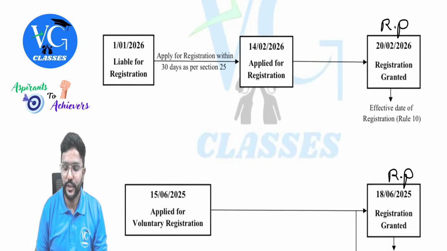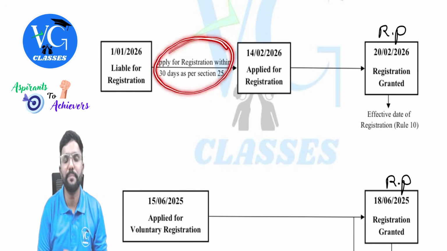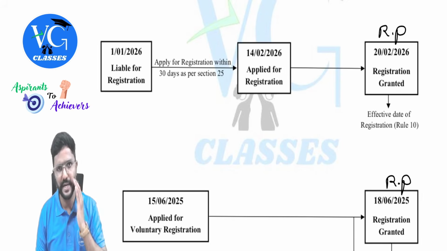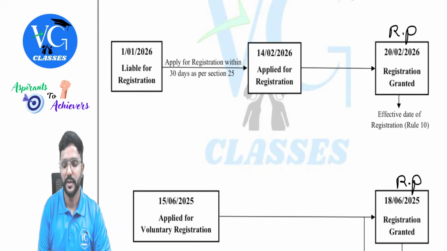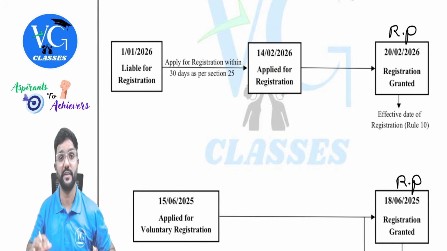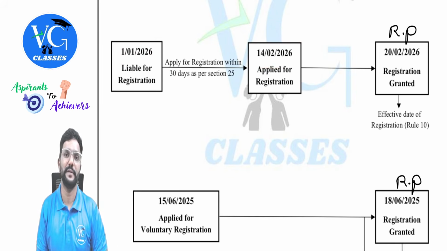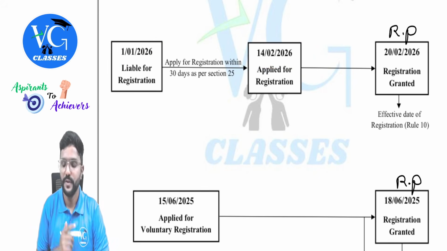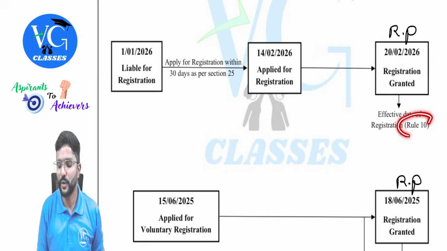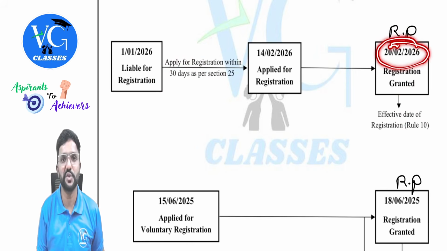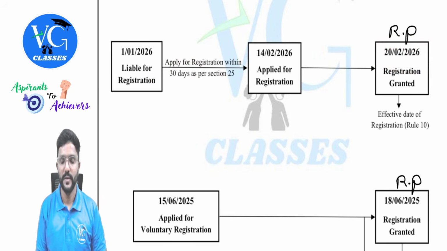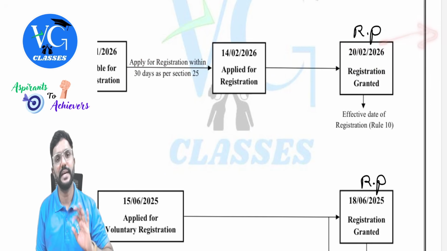Next. You might get a doubt, sir, what if registration is not applied within 30 days? Still registration will be granted. Assume I was liable on 1st January to apply for registration, but I applied on 14th February. It is a special date for me. So I wanted to apply on 14th February only, which is after 30 days. Registration will be granted to me, assume on 20th February. As per Rule 10, when a person has not applied within 30 days, the effective date of registration will be the date on which registration is granted. So anything purchased on or after this, credit is available.